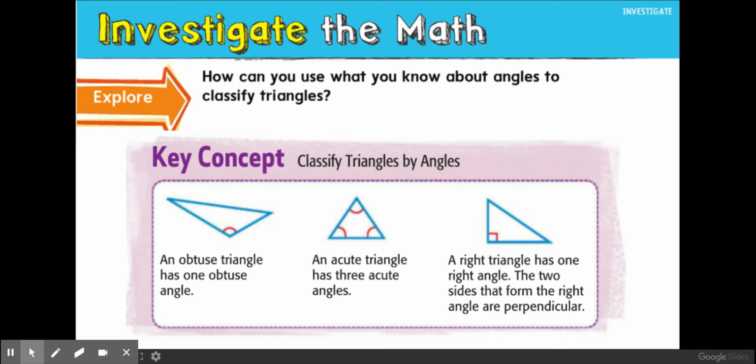Boys and girls, today I wanted to talk to you about how to classify different triangles. I bet you didn't know there were different types, but there are. So looking at the chart below, you can see there are three different types of triangles.